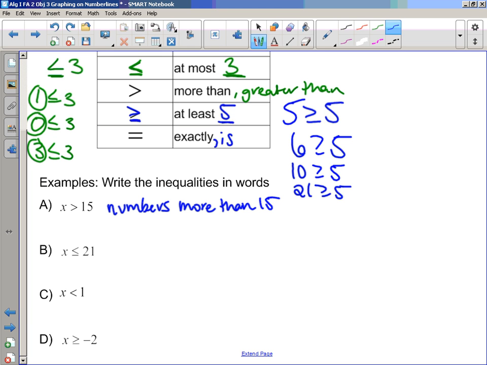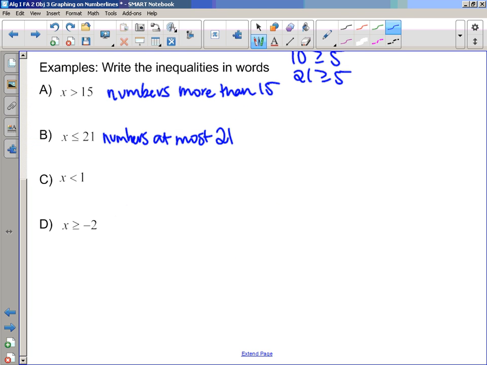If I look at the next one, x is less than or equal to 21. Less than or equal means all numbers have to be smaller than 21, or 21 itself. So the phrase that could go with this is numbers at most 21. 21 is the biggest possible number that could work. C, x is less than 1. So numbers less than 1.